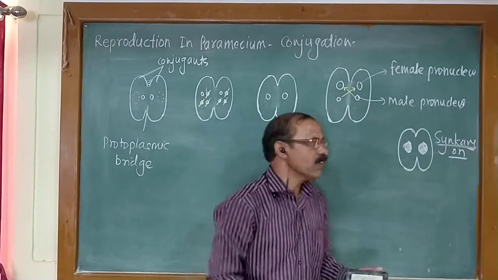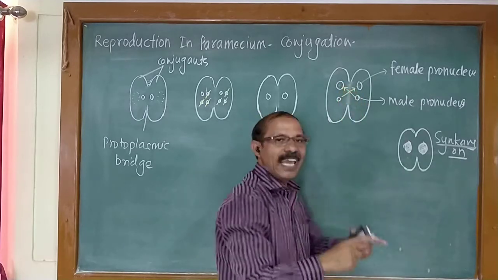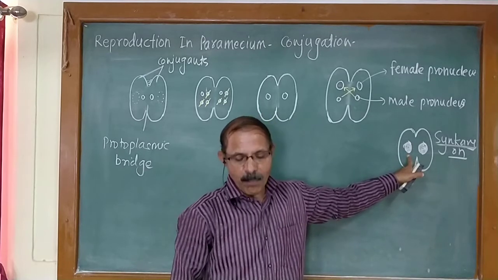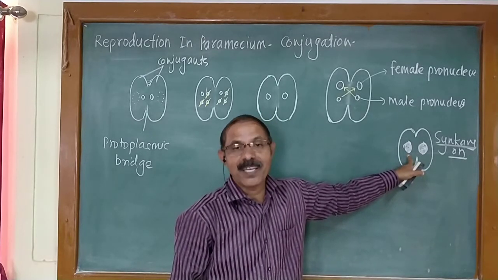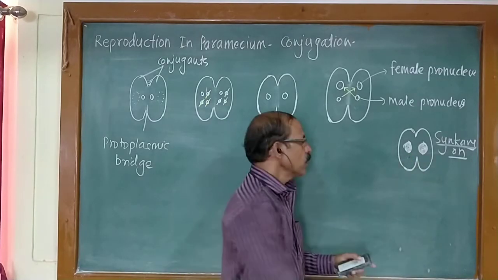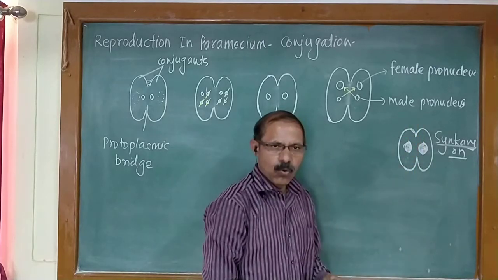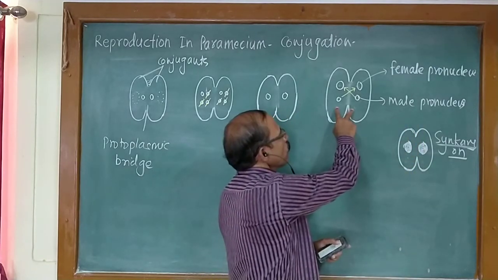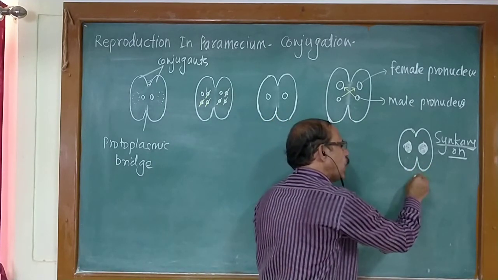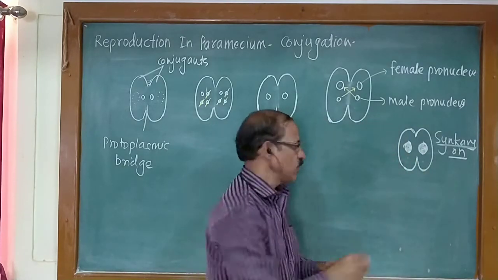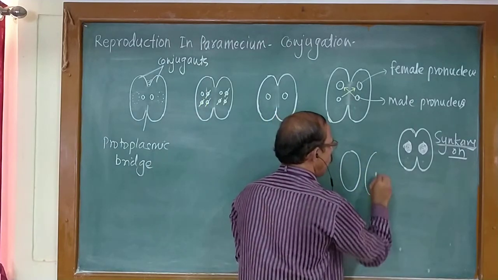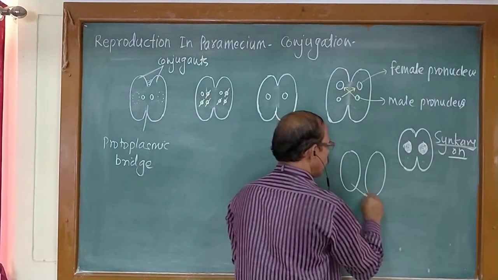Now, what happens in here? Both the nuclei are exchanged and they unite. Means here exchange of genetic material takes place. Now what happens? These are conjugants. Now nuclear exchange takes place. What happens? These conjugants now separate from each other. They are called ex-conjugants.